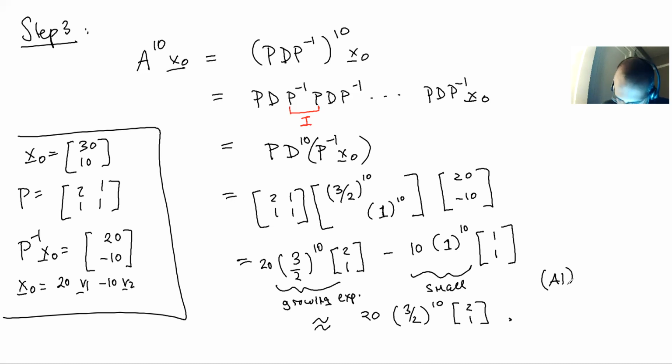Question 1 is, what is the population about? Well, it's about the sum of these numbers, right? So it's about 3 halves to the 10, times 20 times 3. And answer 2 is, what's the ratio? Well, it's basically 2 is to 1 in the limit.